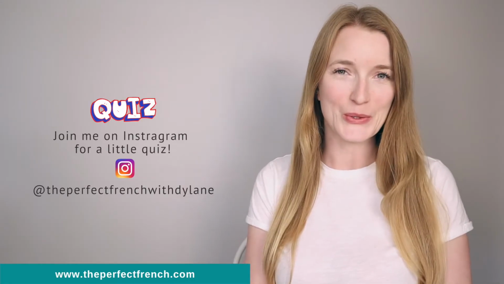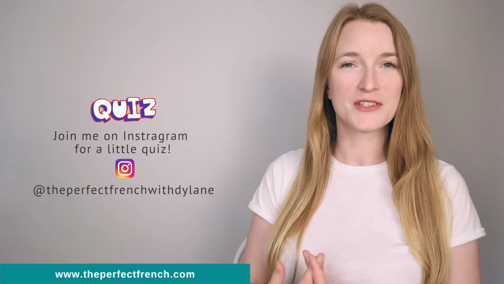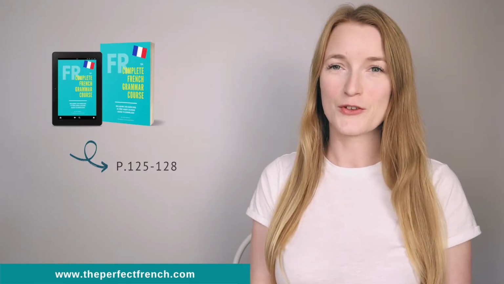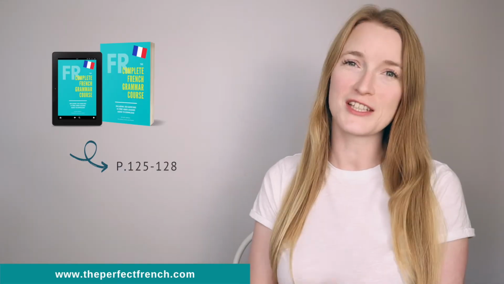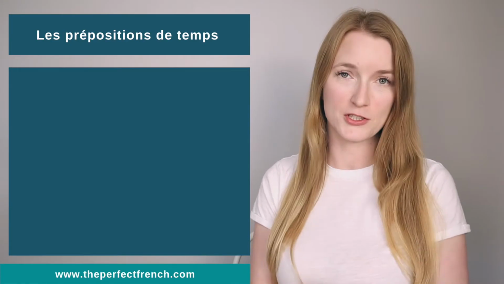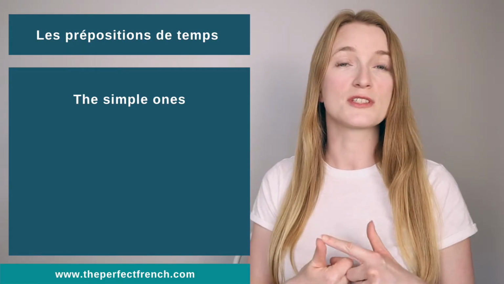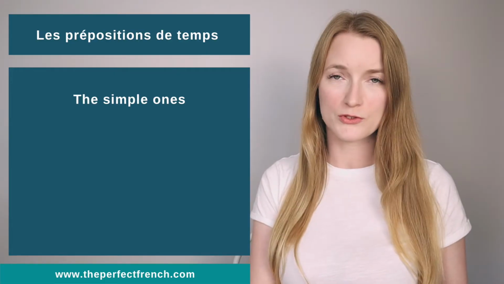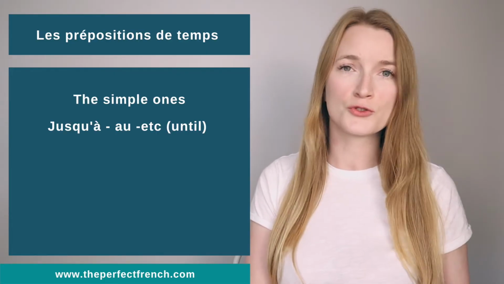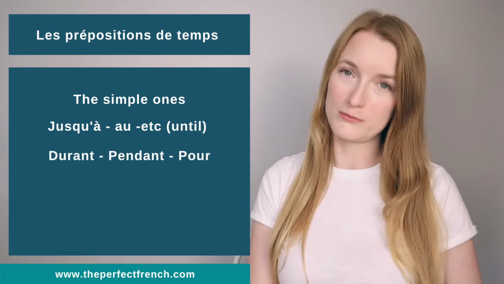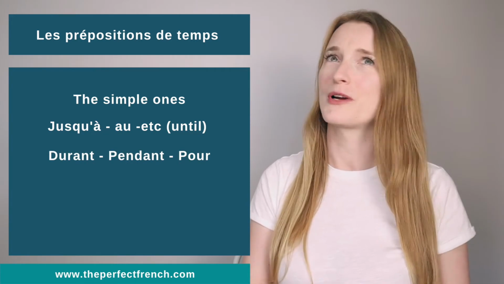Yesterday we saw the preposition of place, les prépositions de lieu. Today we are going to see the preposition of time, les prépositions de temps. In the book we are going from page 125 to 128. Just like yesterday, we have three different types of preposition of time. We have the simple ones, which are basically the ones that you're going to encounter the most. Then we have jusqu'à, jusqu'au, etc., which mean until. And then durant, pendant, pour. Very easy, don't worry about it.